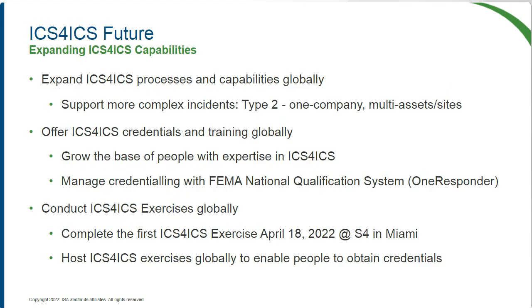So I just wanted to share with you some of the future activities that we've got going on in ICS4ICS. Our initial version is a type 3 incident. It's a single company, and it's a single site, single asset that's being impacted by the incident. So we started there, pretty easy to deal with that. That's a type 3. What we're working on now is a type 2. So this would be one company, multiple assets all over the world, potentially. And so it's going to add some more layers and a little more complexity. And ultimately, hopefully later this year or early next year, we'll do an exercise around the type 2. Right now we're focused on type 3.